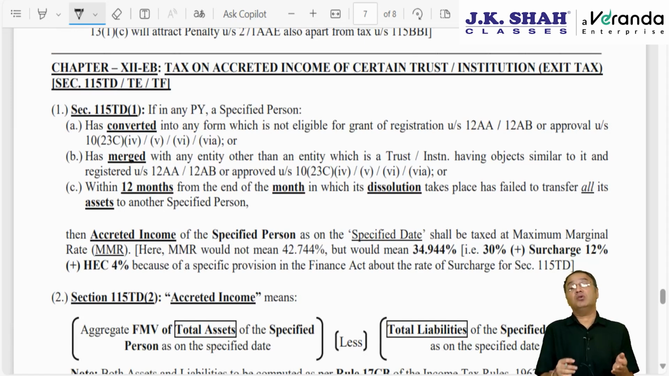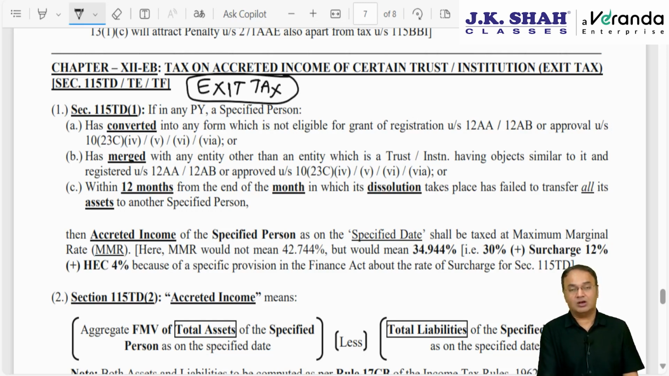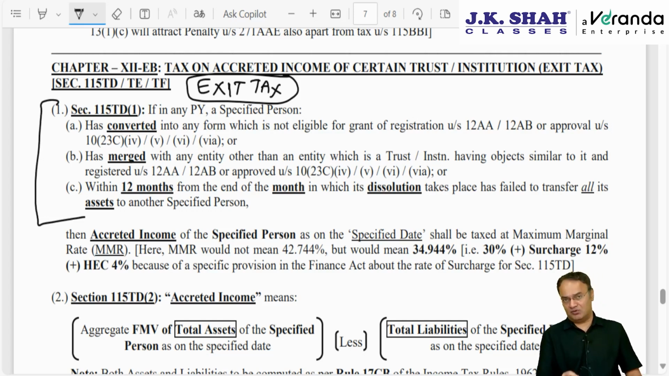Now the second part of the chapter, which is actually not a part of this chapter, which is a separate chapter, but it is strongly connected with this chapter, called tax on accreted income. Tax on accreted income, taxable at MMR, maximum marginal rate of tax, also called exit tax. Exit tax, as the name indicates, means the trust is exiting from the structure of a non-corporate or non-commercial entity. The trust is becoming a commercial entity, or registration is cancelled, something like that. In 3 situations governed by 115TD subsection 1, the trust will be taxed on accreted income.